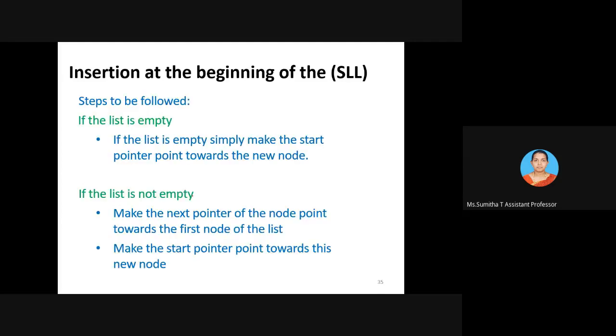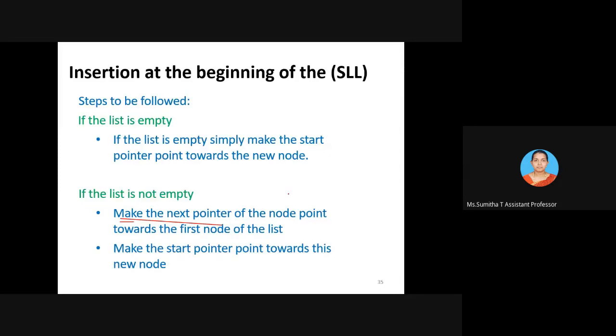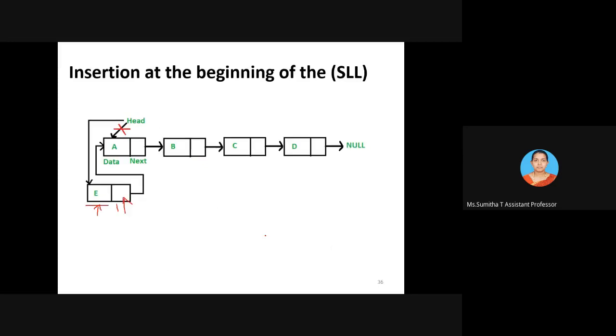If the list is not empty, make the next pointer of the node point towards the first node of the list. Is it clear? Make the next pointer. This is the next pointer. Make the next pointer of the node point towards the first node of the list. This is the first node. Already we have the nodes of the linked list. So this is the first node, this is the last node.